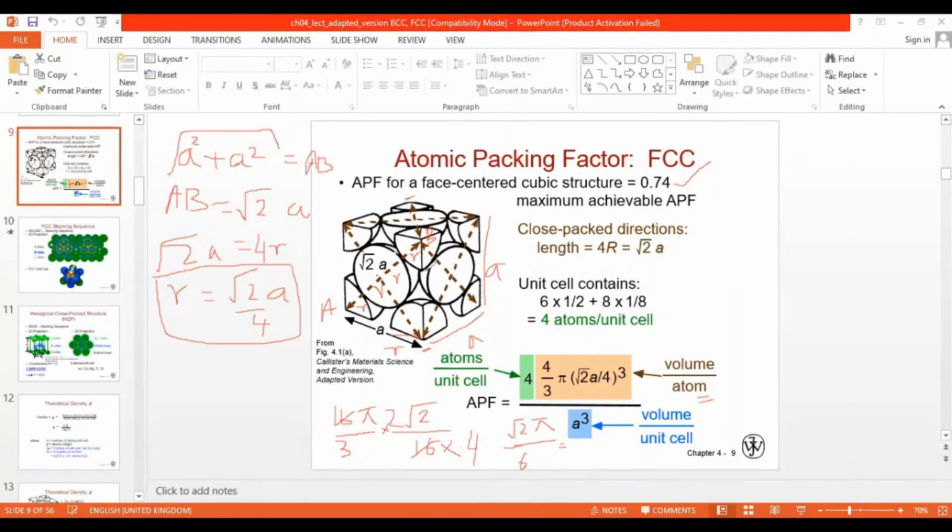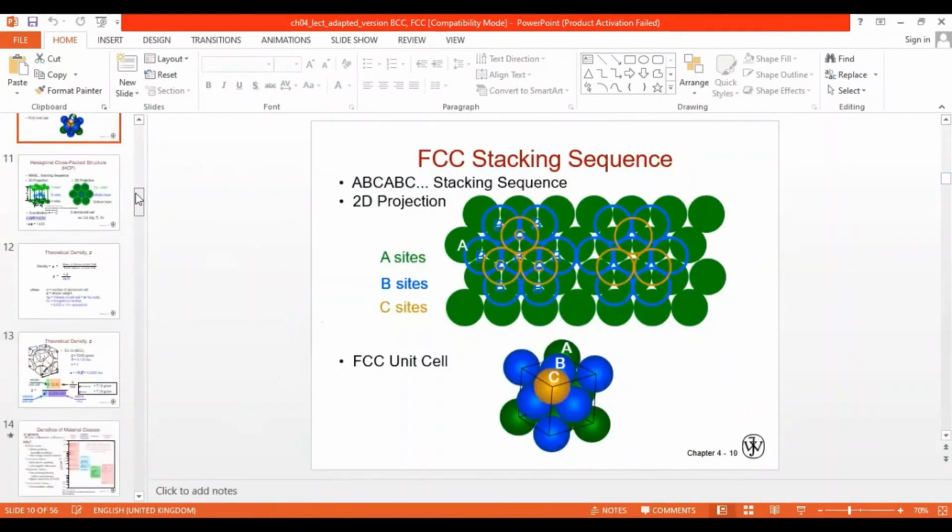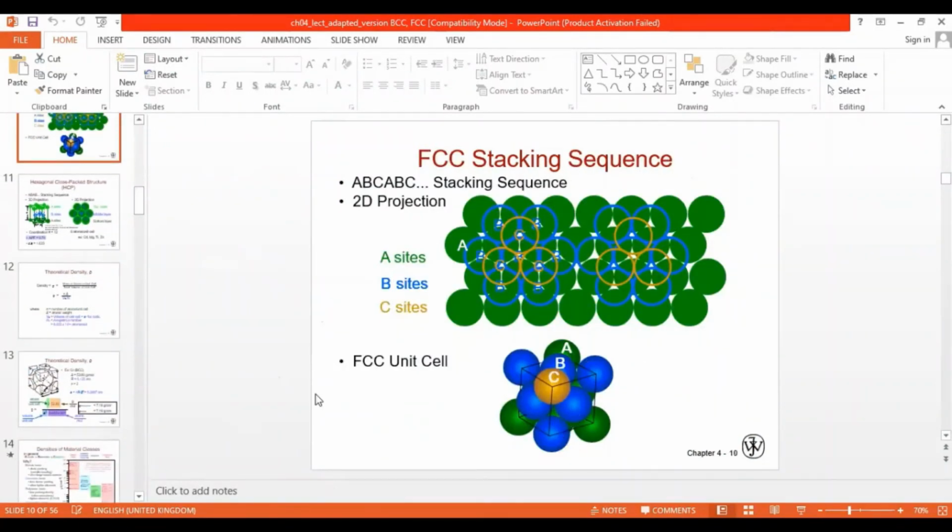Which means that in the total volume of the cube, 74% is occupied with the atom. You don't need to worry about this 2D diagram, right? Just see the 3D diagram. So this is how an FCC unit cell is formed. This ABC and blue, green, yellow, you don't need to worry about this. This is just to show how these atoms are arranged, right?